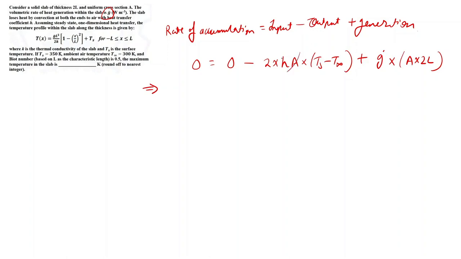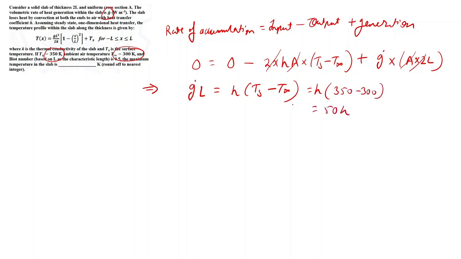So we can just cancel 2A. This will give us G dot L is equal to h into Ts minus T infinity. Ts we have been provided over here, that is 350, and T infinity is 300 Kelvin. It will become 350 minus 300, which is equal to 50h. And we have also been provided the Biot number as 0.5. Let's just write it over here.